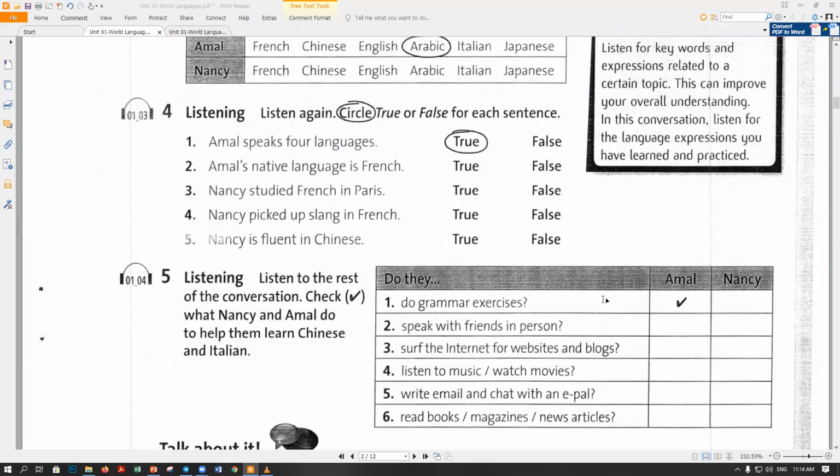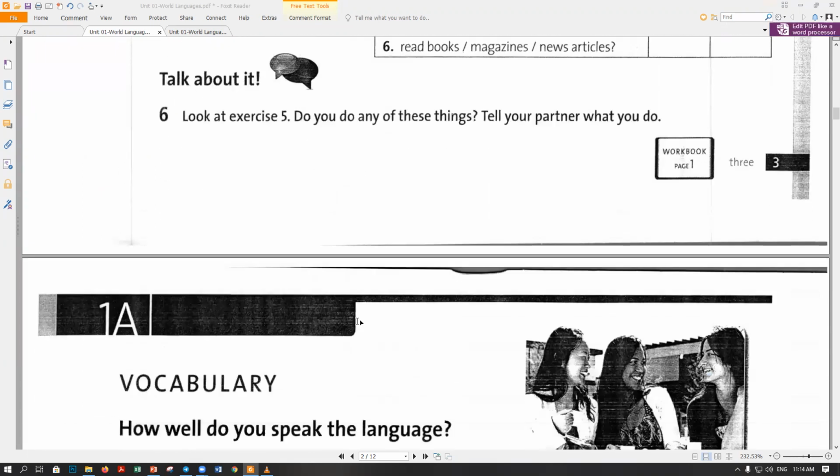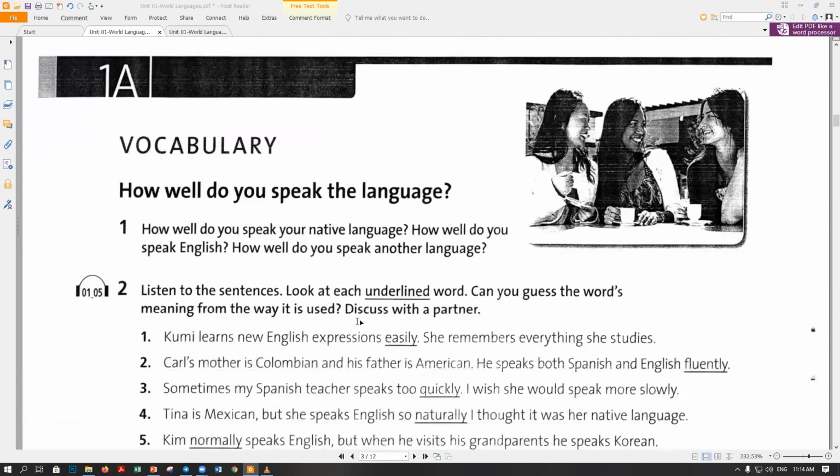Okay, now you have finished listening to the rest of the conversation already. So now please do this exercise by ticking only the statement or the question that belongs to Amol or Nancy. Okay, so let's move to the next page, everyone. Look at vocabulary, everyone. Look at vocabulary.